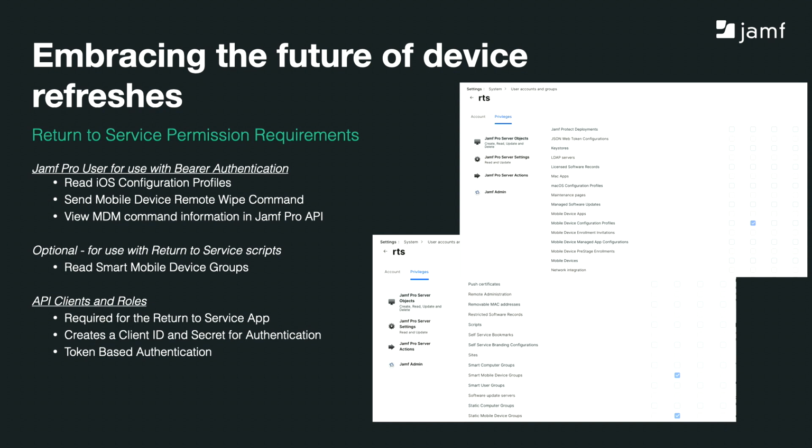You will, of course, need to set up a method for authenticating against the API. At a minimum, the user or your API client and roles will need the following permissions. You'll need to be able to read the mobile device configurations, and under Jamf Pro Server Actions, send mobile device remote wipe command and view MDM commands through information for your Jamf Pro API. Optionally, if you'd like to use the scripts that are shown later in this session, you'll also need to be able to read smart mobile device groups. We highly recommend that you create a user with only the minimum of permissions required.